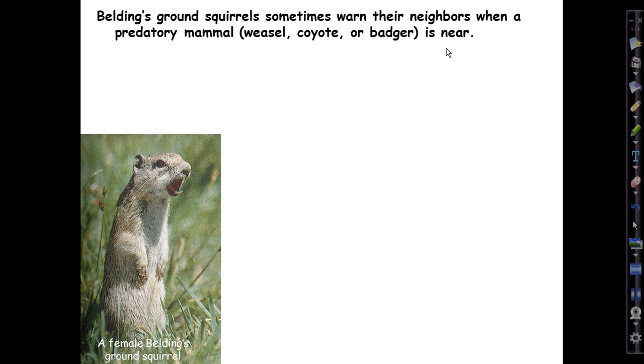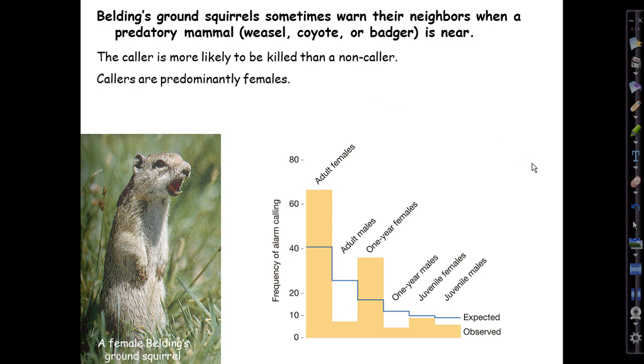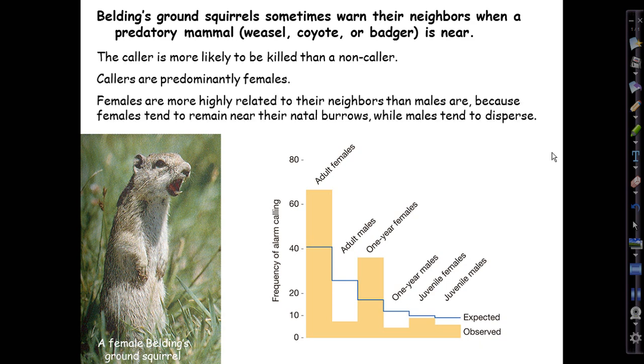So Belding's ground squirrels were studied by Paul Sherman and others a long time ago when this thinking was all new, and they asked who are the callers? When do they call? They first established that indeed it is dangerous to be making these warning calls. The caller is more likely to be killed by the predator than a non-caller. And in Belding's ground squirrel, anyway, where Sherman and friends studied them, the callers were predominantly females.